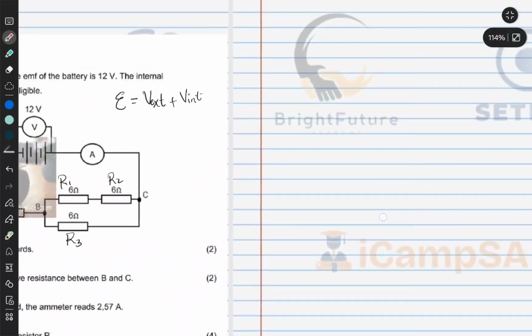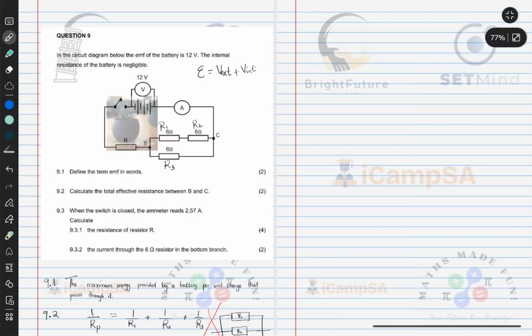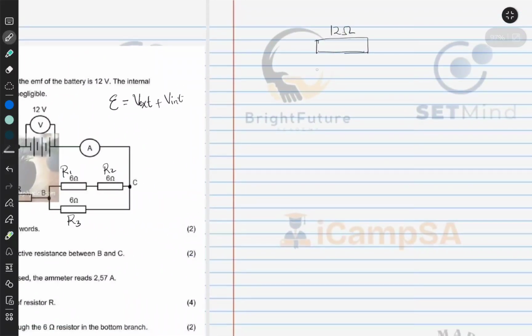This is wrong, so let's use a proper way. First we say, what is 6 plus 6? We combine those two resistors that are in series and get 12 ohms. What this effectively does is reduce the circuit to something like this: a 12 ohm resistor and a 6 ohm resistor, connected in parallel. This is the point B to C, right?